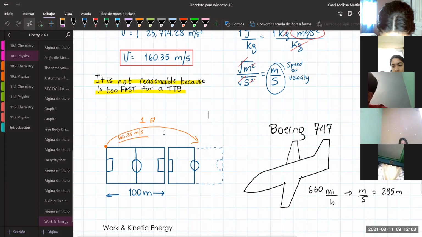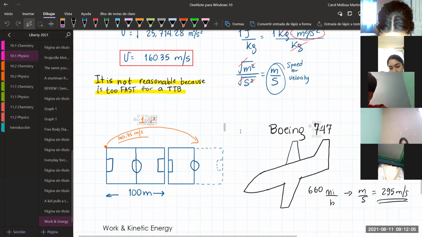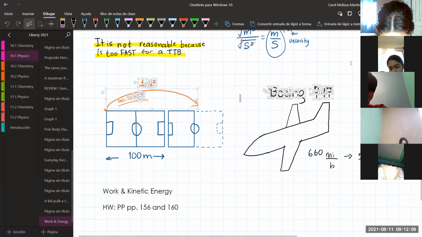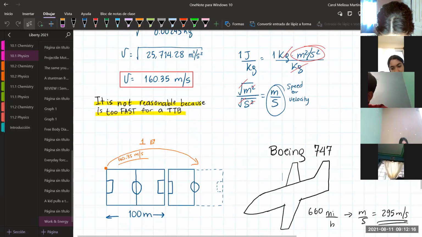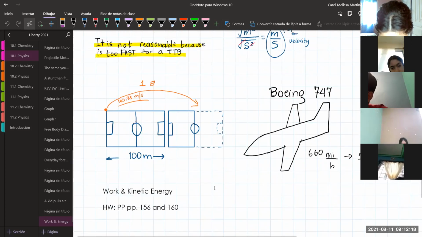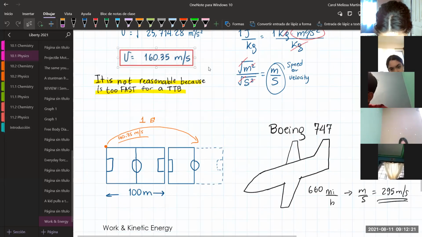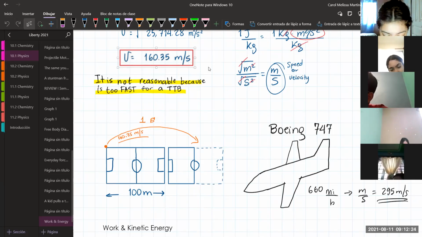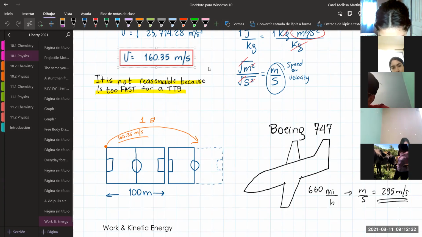So a speed of 160 meters per second for a table tennis ball is half the velocity of the Boeing 747, more or less half. Okay, so with this example, you notice that this answer of 160 makes no sense for a table tennis ball. Now, if you're wondering what velocity would make sense, I would say that 20, 25, or even 50 meters per second are reasonable amounts. So notice the difference.